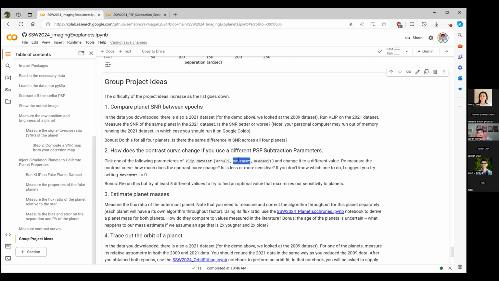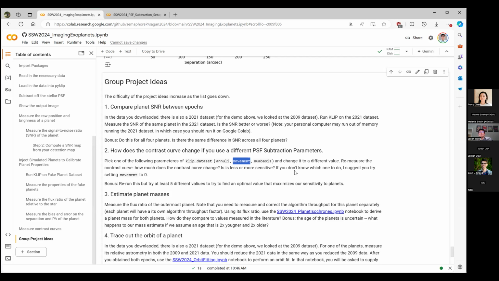So there's a trade-off in picking a value for movement that's greater than 0, so that you're not subtracting off the planet completely, but picking a value not too large, so that we're actually using images where the PSF of the star is still pretty closely representative of the real PSF.